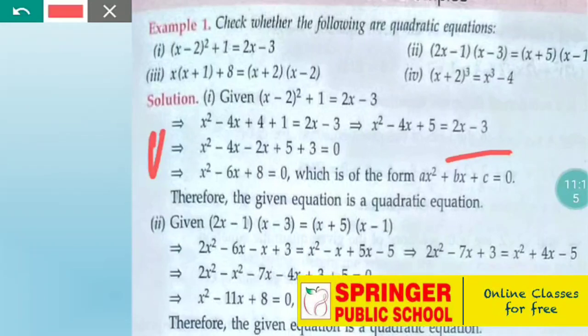This plus 2x becomes minus 2x. Are you following me? And this minus 3 becomes plus 3. So what does it become? It becomes x square minus 6x minus 4x minus 2x is minus 6x plus 8 is equal to 0.